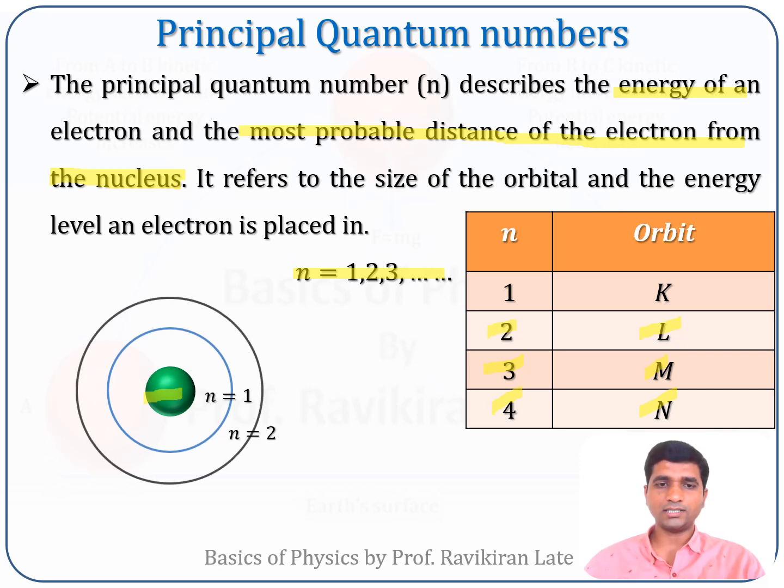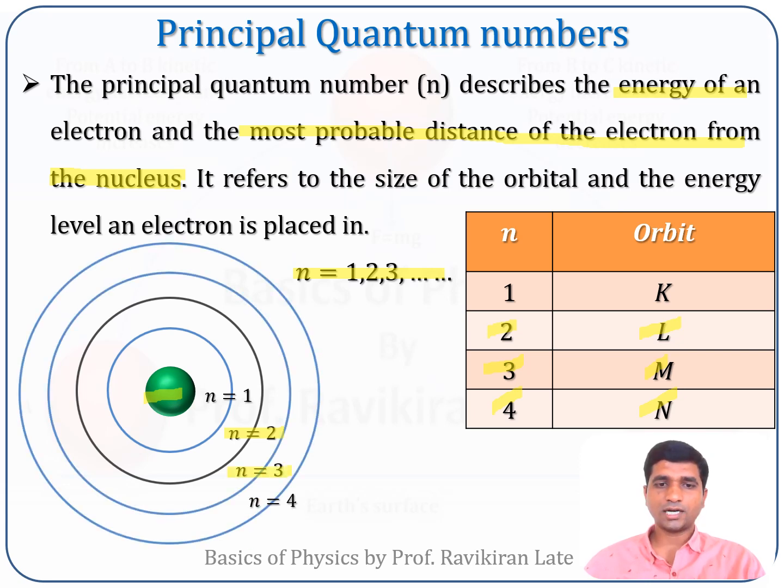Then n equal to 2, that is the second orbit. Then n equal to 3, that is the third orbit, and so on. You have such kinds of orbits. So these n equal to 1, n equal to 2, n equal to 3, n equal to 4 are nothing but different orbits, or shells you can say in semi-classical language. These shells are identified with this number, which describes the energy of the electron. As you move away from the nucleus, the energy of the electron goes on increasing.